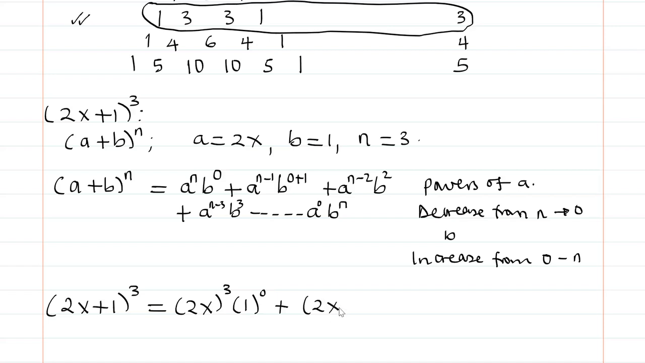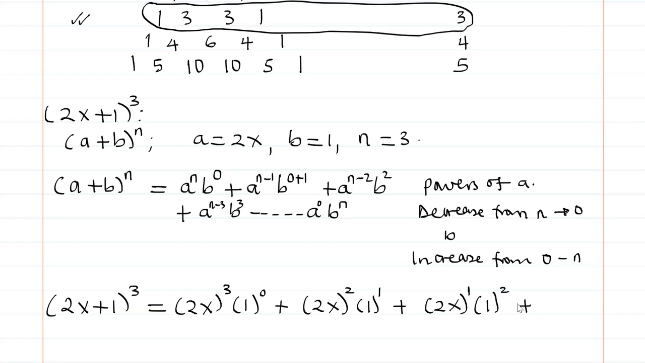Again, our a is 2x power n minus 1. N is 3. 3 minus 1 gives us 2. And then our b, which is 1, rises to a power of 1. And then plus. Our 2x again falls by 1, because here we shall say n minus 2. That is 3 minus 2 gives us 1. Our b, which is 1, increases by 1. Its power increases by 1 to form 2.